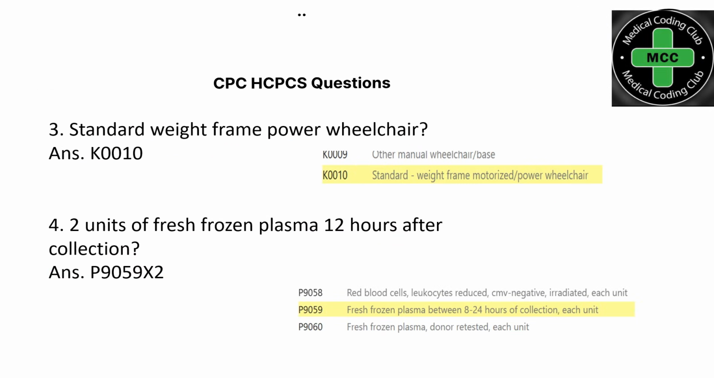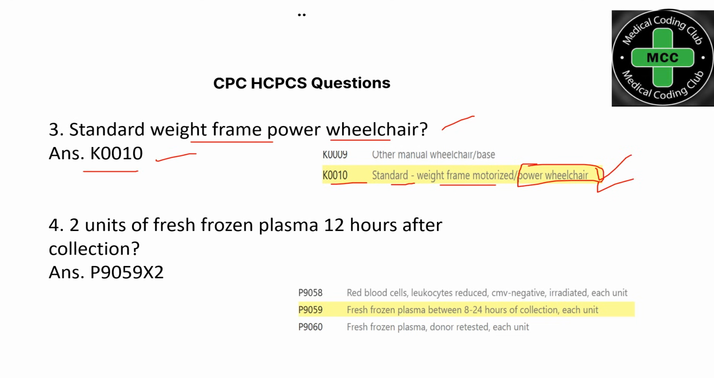The next question they have asked about is, as you can see, a standard weight frame power wheelchair. So it is equipment. Here they have ordered a standard wheelchair. You can check the code description of K0010. K0010 says standard weight frame motorized or power wheelchair, which is correct. So you should select K0010.